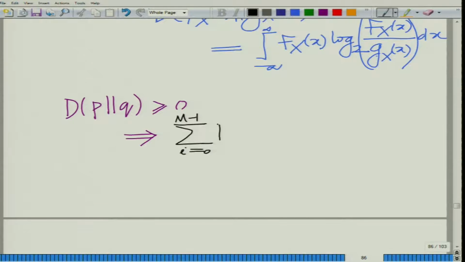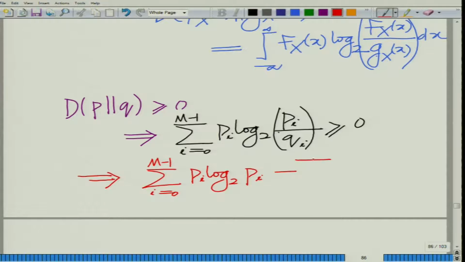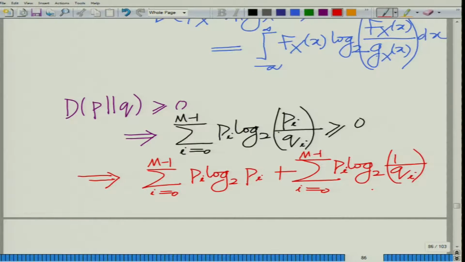summation i equal to 0 to m minus 1 pi log to the base 2 pi over qi is greater than or equal to 0, which implies summation i equal to 0 to m minus 1 pi log to the base 2 pi plus summation i equal to 0 to m minus 1 pi log to the base 2 1 over qi is greater than or equal to 0. I can equivalently write it in this fashion.